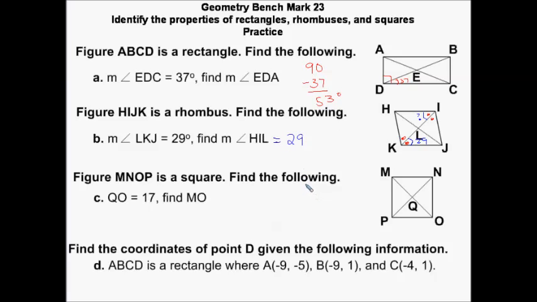So far, okay? Okay. MNOP is a square. OQO, this length right here, is 17. And we want to find this length right here. Well, all of these are the same. So if this one's 17, oh, sorry, I want to find the whole length. If this is 17, then this part is also 17. So the whole thing is 34.